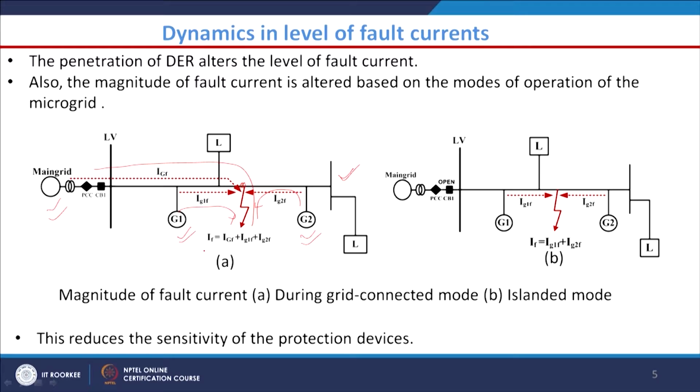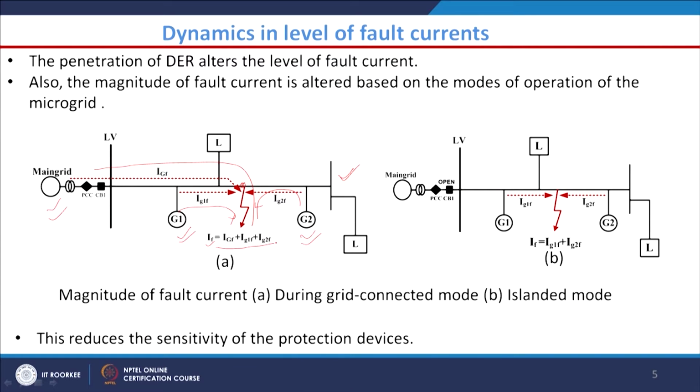This DG1 and DG2 are two renewable sources. Now, finally, this fault current IF is the summation of IGF plus IG1F plus IG2F. So, this is basically the one scenario when this is a grid connected mode of operation.